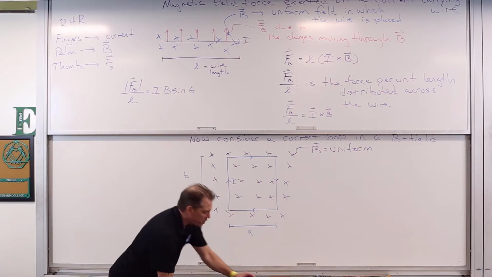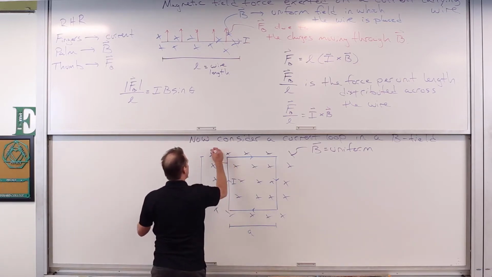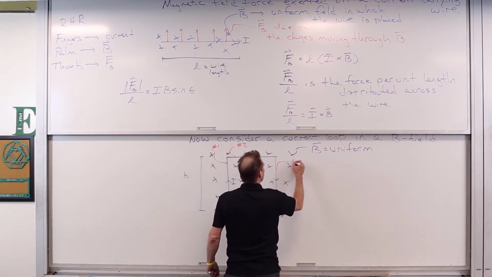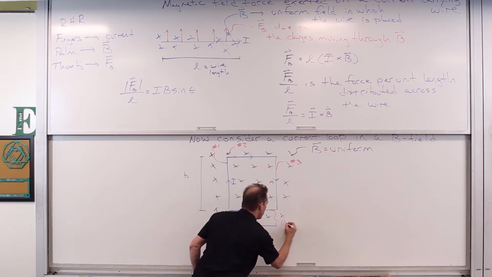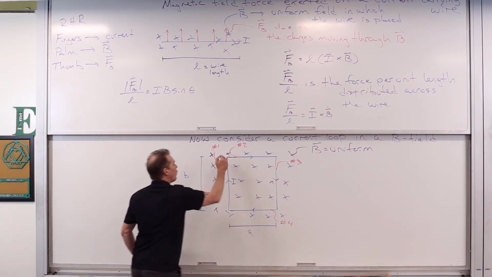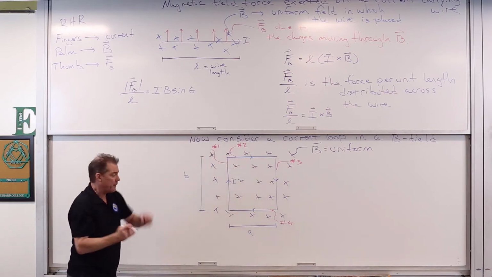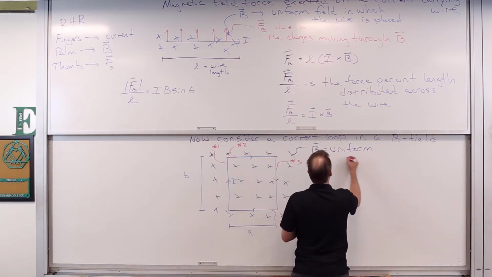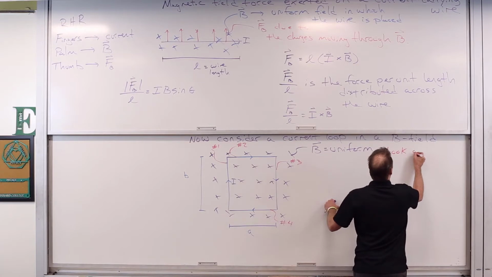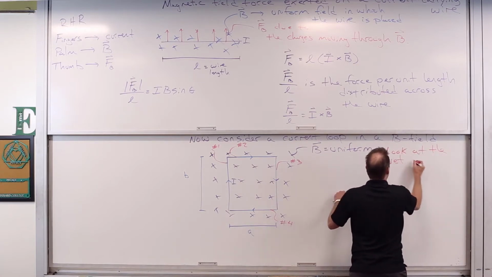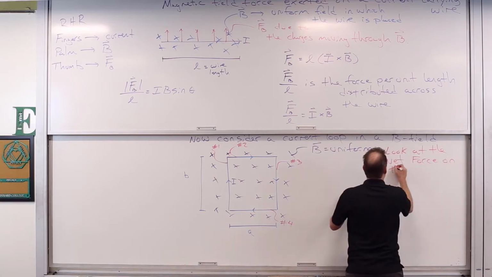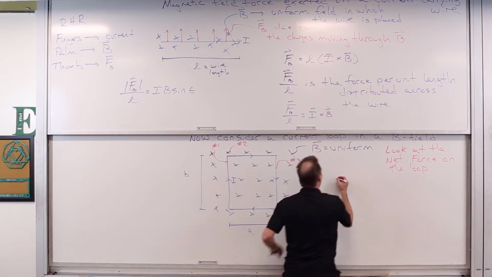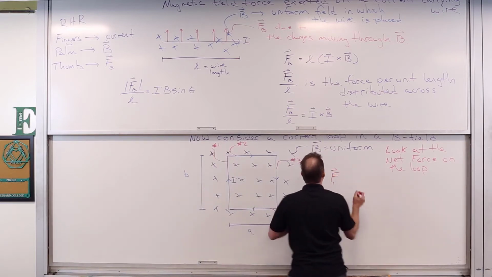So what we're going to do is look section by section, and we'll say that this is number 1, this section is number 2, this section is number 3, and this section is number 4. So we got 4 different segments of a current that are going to interact with the magnetic field. We want to look at all 4 of them. So we want to look at the net force on the loop. All right, so we're going to say we've got ourselves some F hat 1.